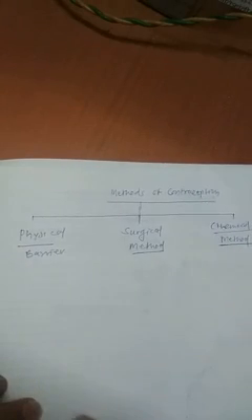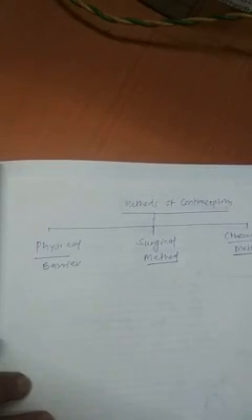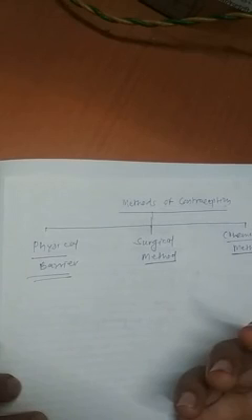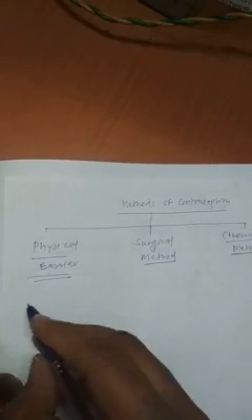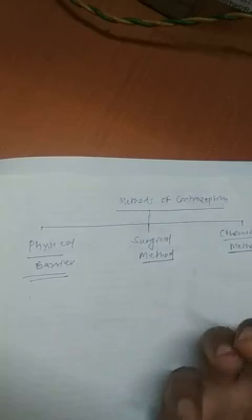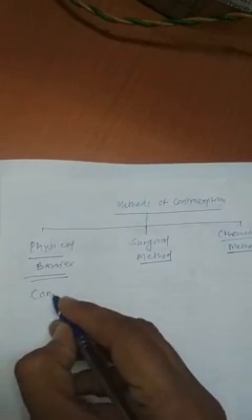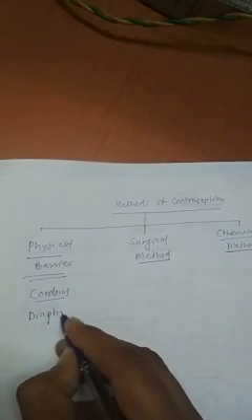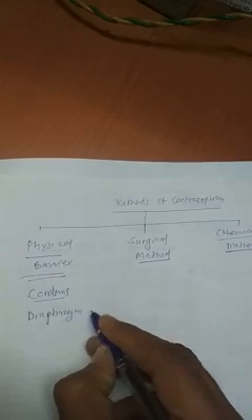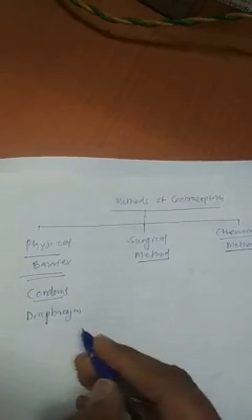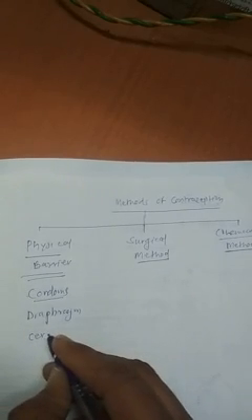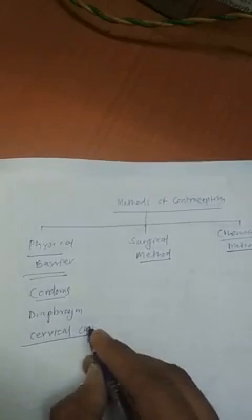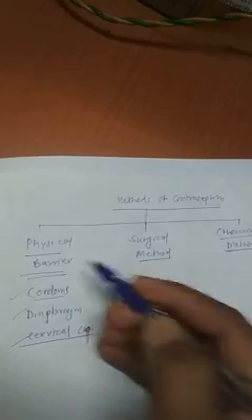What are physical methods or physical barriers? They prevent union or fusion of sperm and egg cell. Use of condom, you can write here condom, diaphragm, and cervical caps. Third one is cervical caps. These three are physical barriers.